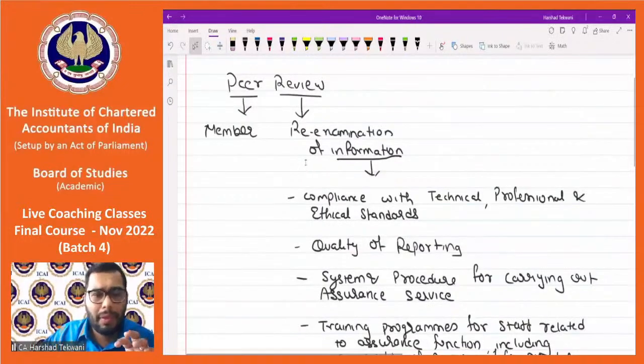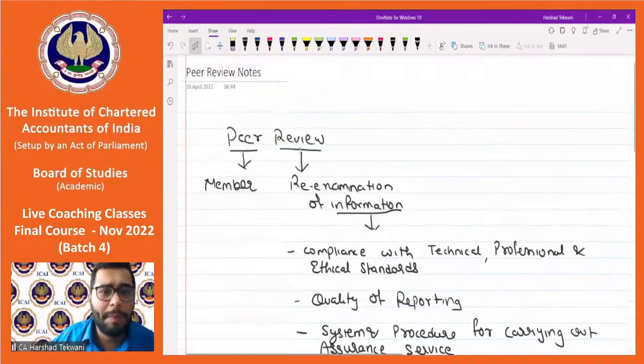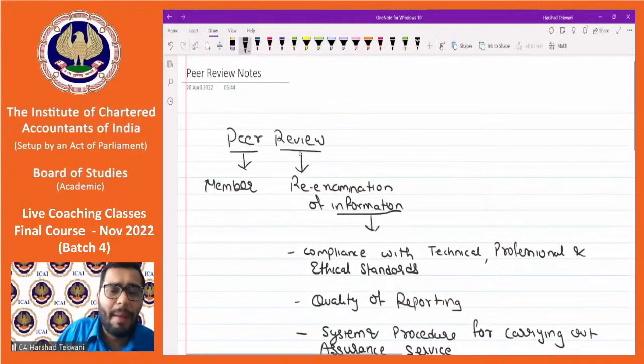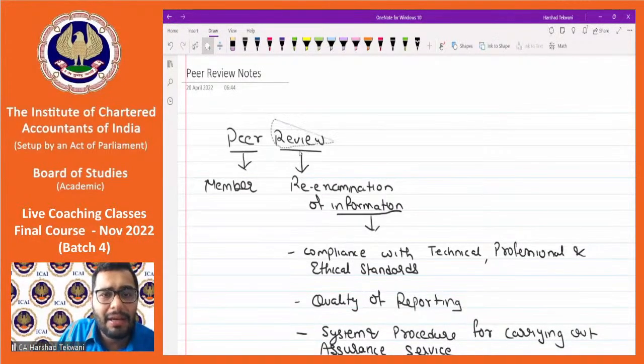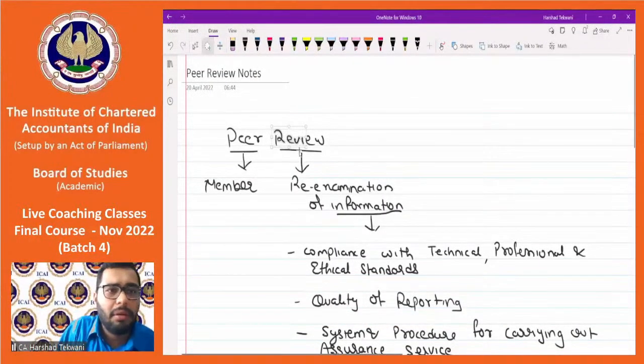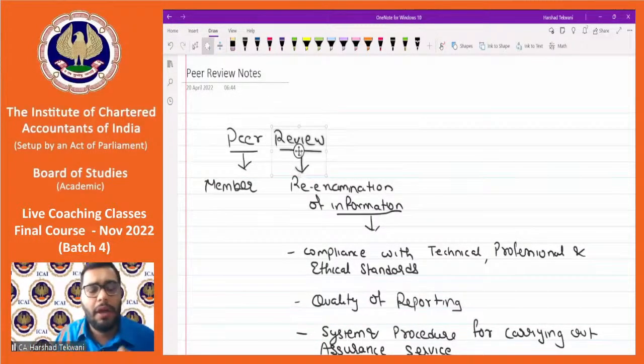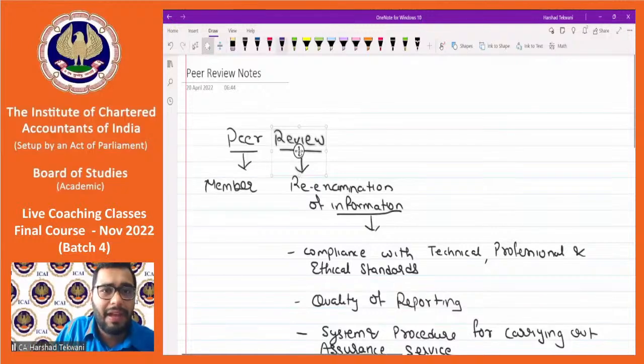So that's the information that will be re-examined in the peer review. Now, this is a scope. This is basically the scope that I'm discussing over here. When I say compliance with technical, ethical, and professional standards, there is a list which is given, which specifies which standards we are talking about. We'll see in a while.